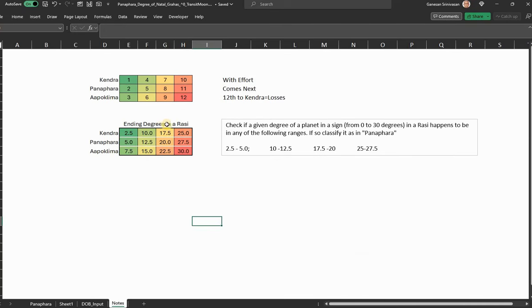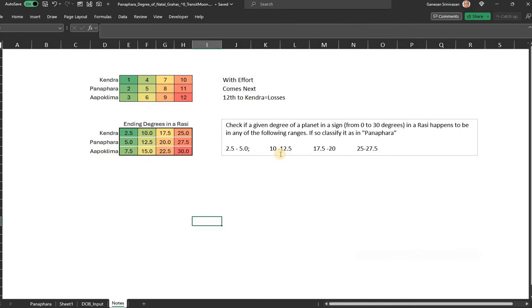So when you see here, I am just putting the ending degrees. All the divisions within a Rasi between 2.5 to 5 would be the first Panaphara. 10 to 12.5 degrees within a Rasi would be the second Panaphara and so on. So 2.5 to 5, 10 to 12.5, these are the Panaphara degrees we call it. If any Graha in your natal chart falls in this range, then you have a Panaphara degree planet. And the idea here is these degrees are very potent for money making.